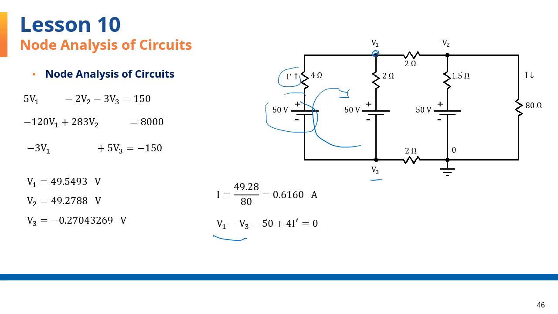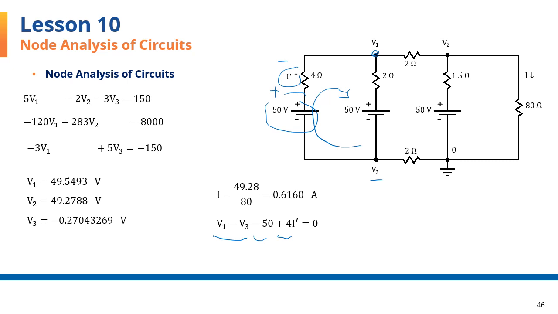The 50 volt I come across is a voltage rise, so I write it as negative 50. And the next voltage I come across is 4 times I prime, and that's also a voltage drop given the direction I've chosen for the current. So because it's a voltage drop, I give it a positive sign, plus 4 I prime equals 0.